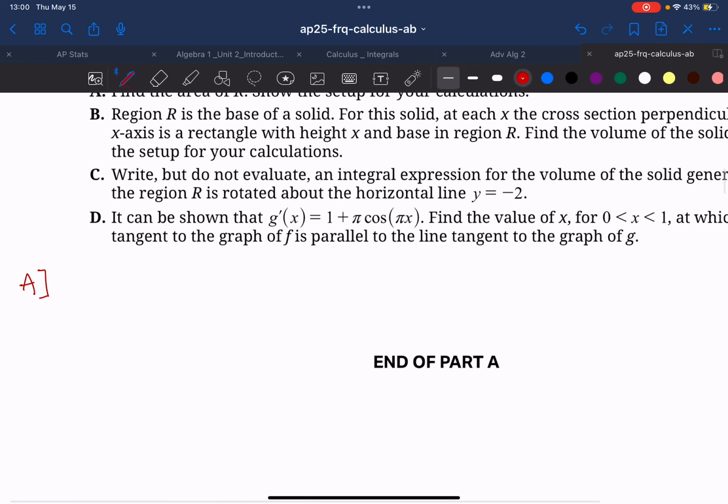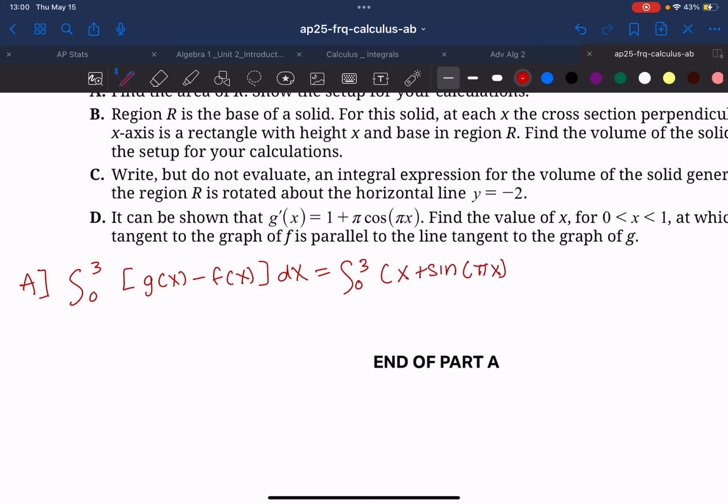So I would write this as the integral of 0 to 3 g of x minus f of x dx, which is equal to the integral of 0 to 3 of x plus sine of pi x minus x squared plus 2x dx. Plugging that into my calculator, I get 5.137.